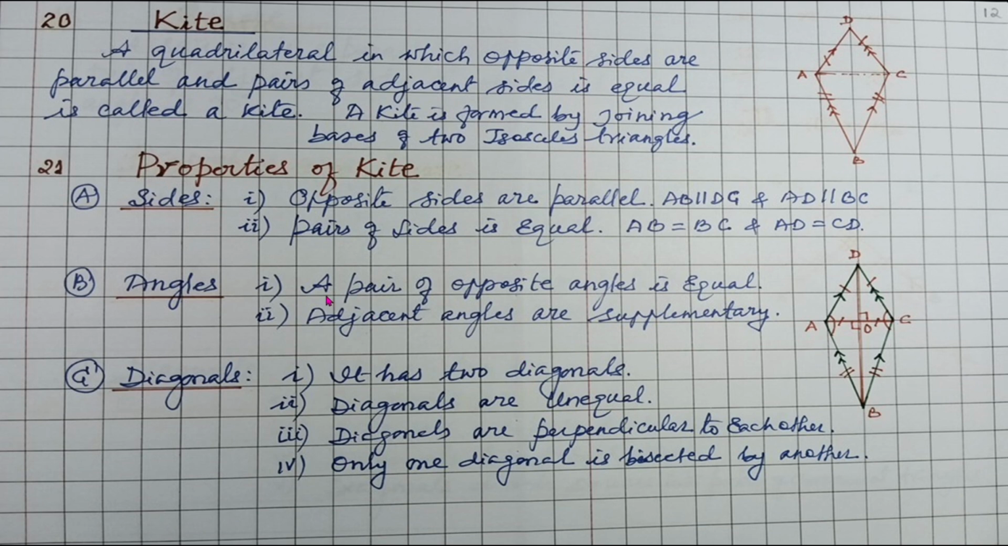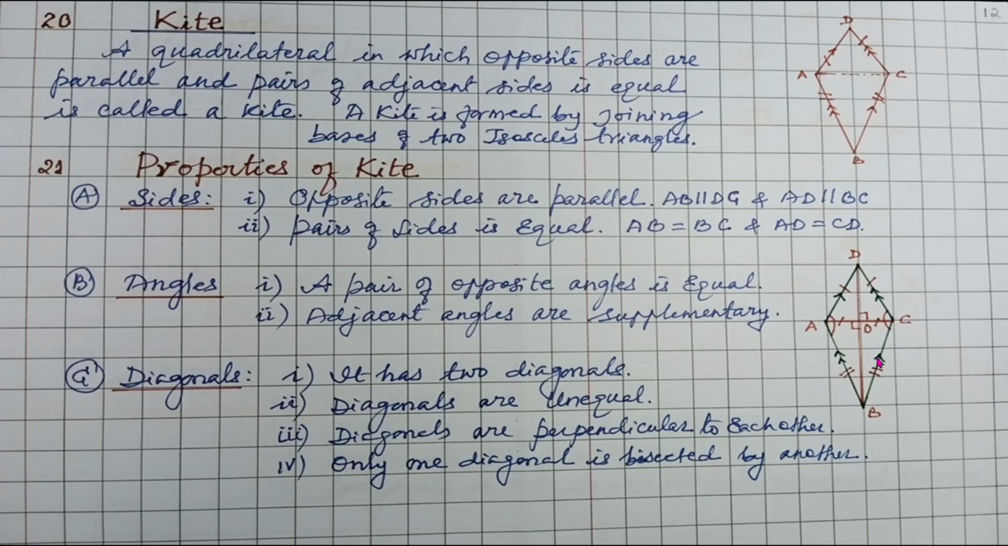Remember that. Then in terms of angles, a pair of opposite angles is equal. We have got a pair of opposite angles equal and adjacent angles are supplementary. So please remember this. Only one pair of opposite angles, that is angle DAB and DCB, are equal in kite, and also the adjacent angles are supplementary. That is angle A plus angle B is 180, angle B plus angle C is 180, angle C plus angle D is 180, and angle D plus angle A is 180.